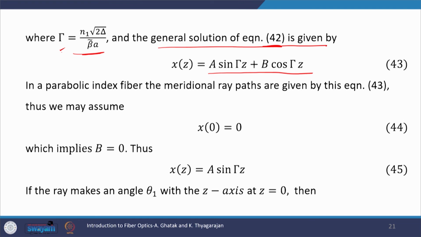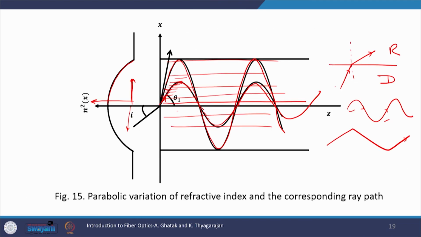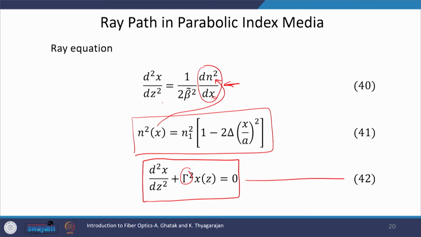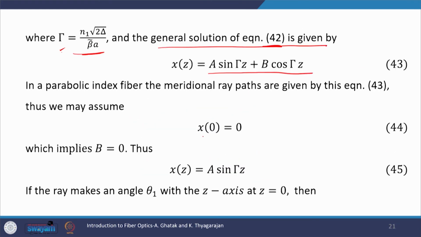Now, in parabolic index fiber or in graded index fiber, the meridional ray paths are given by this equation 43. Meridional rays means the rays which are crossing the axis of the fiber. Okay. Now, when they cross the axis of the fiber at that position, here let us go into the figure. Let us say the rays start from here. Okay. In this situation, at the meridional position x would be equal to 0, and of course, at input where z is equal to 0, x is 0 for meridional rays.